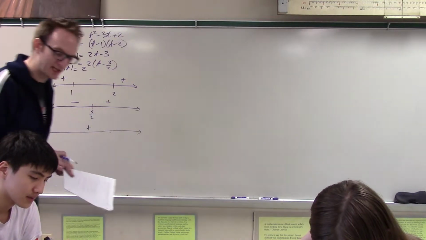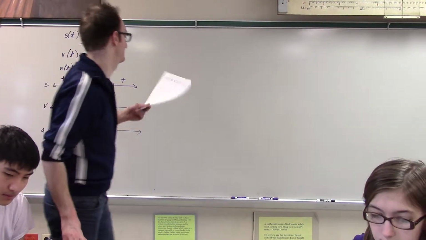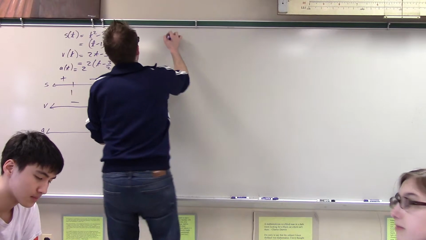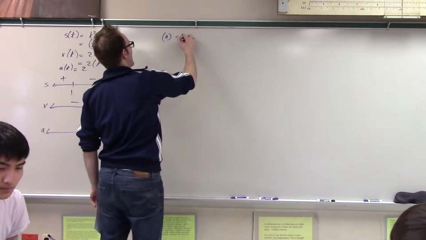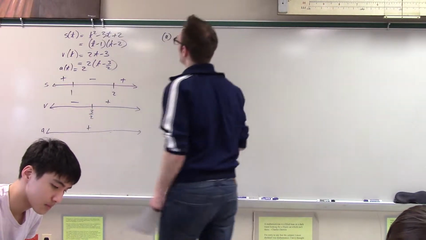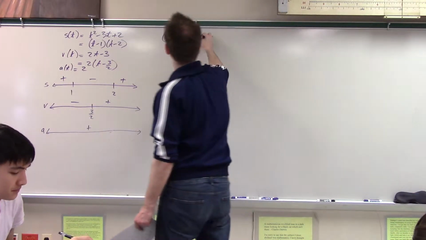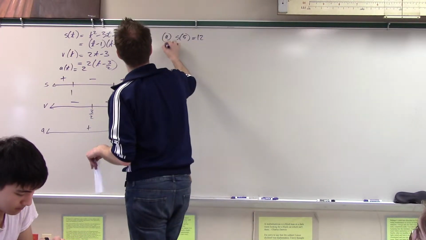Okay, can we go over this? Are you guys done, basically? Okay, good. Helen says yes. All right, find the position of the particle at time 5. So that's just asking for S of 5. S of 5 is 12. Done. Meters.